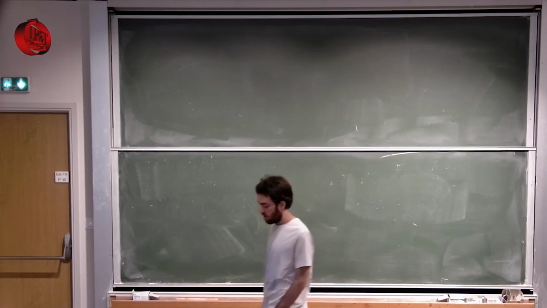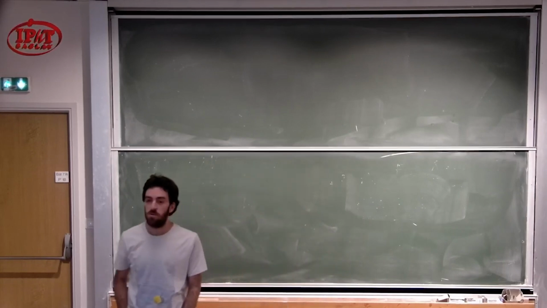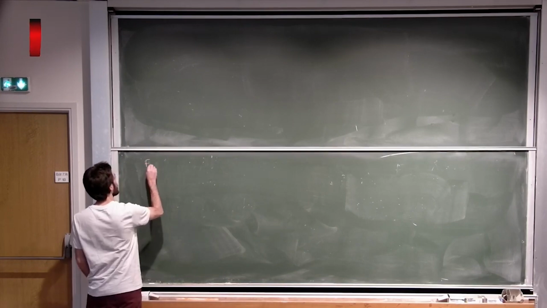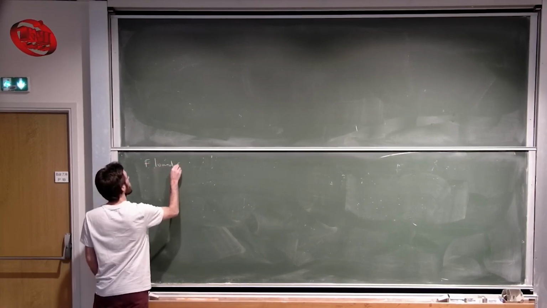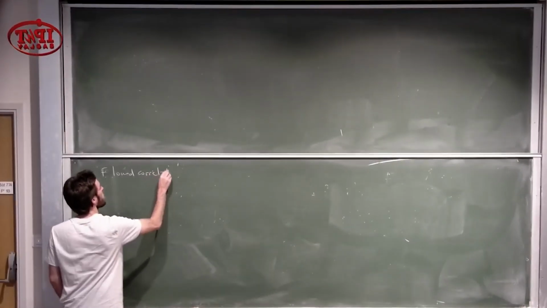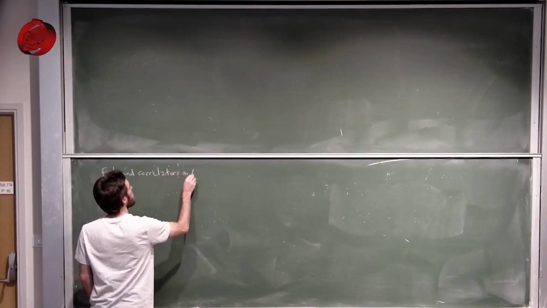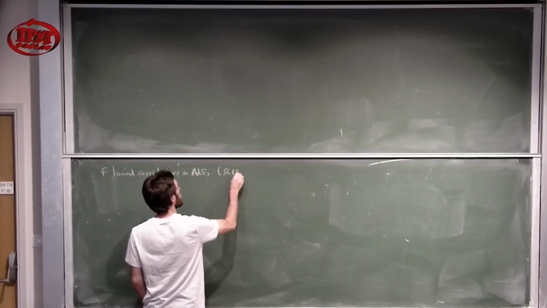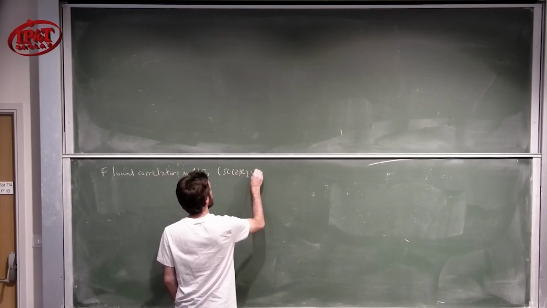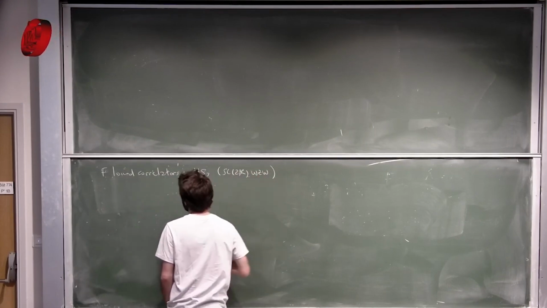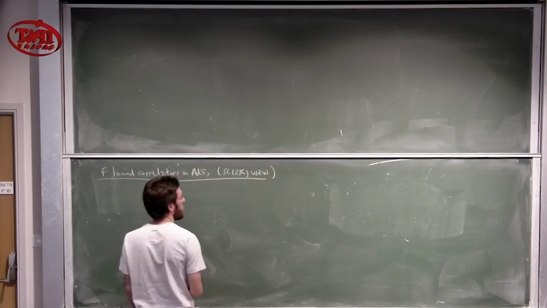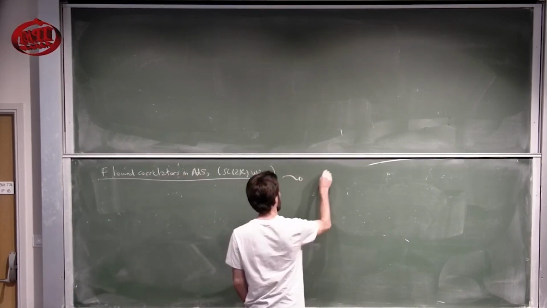Let me try to quickly summarize what we did last time. We are talking about closed correlators in AdS3, so in the SL(2,R) Wess-Zumino-Witten model. That meant that we were studying objects of this kind.